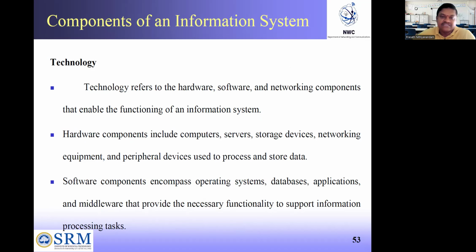So the next one is the technology. It refers to the hardware, software, and networking components that enable the functioning of an information system. So hardware includes computers, servers, storage devices, networking equipment, and peripherals used to process and store data. Software includes operating systems, databases, applications, and middleware that provide the necessary functionality for information processing tasks. So technology forms the backbone of a modern information system, supporting everything from data storage to communication.